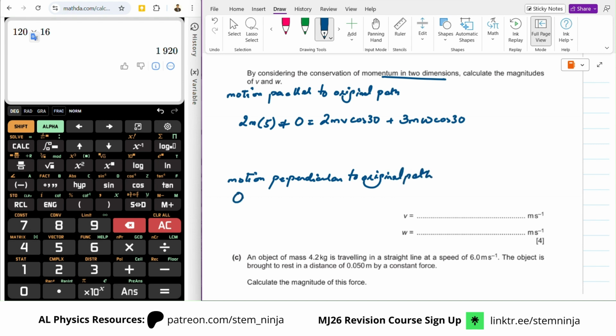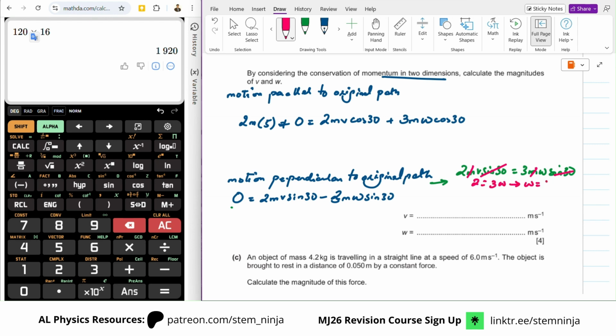So there is no motion perpendicular to the original path before, but there is definitely after. So it's 2mv sine 30 minus 3mw sine 30. Now notice when you solve this one first, you get 2mv sine 30 equals 3mw sine 30. So sine 30 gets cancelled. So you get 2v is equal to 3w.